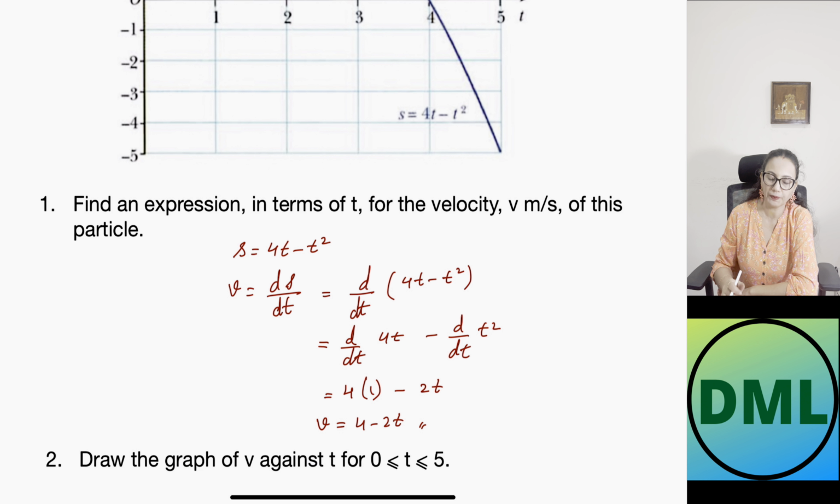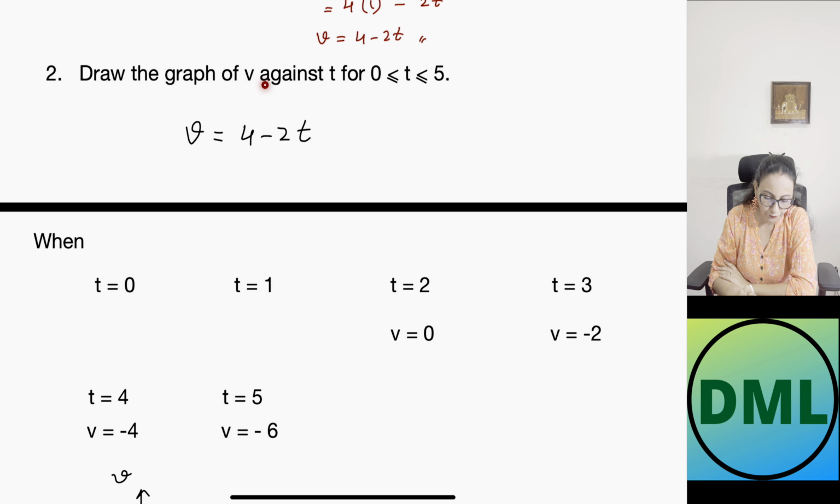Let's see the next part here. Draw the graph of v against t for t greater than or equal to 0, less than or equal to 5. From this displacement time graph, I need to plot the velocity time graph. Velocity is 4 minus 2t. I need to plot this function from 0 to 5.